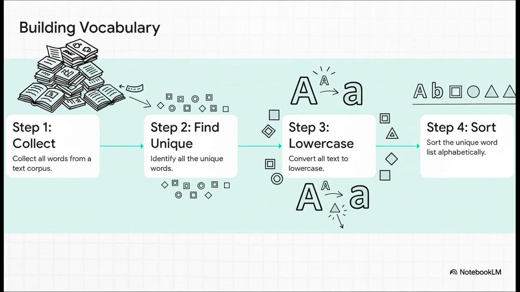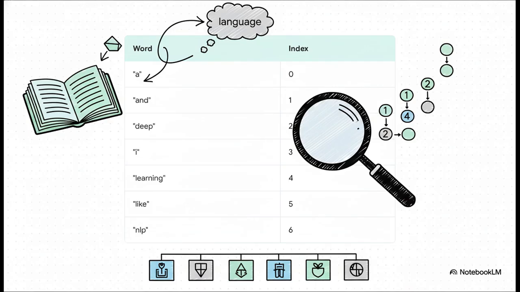And here's a really important step. We convert everything to lowercase. That way, "the" with a capital T and "the" are treated as the exact same word. Finally, we sort that unique list alphabetically. And voila, this is what you get, a clean, super organized dictionary.